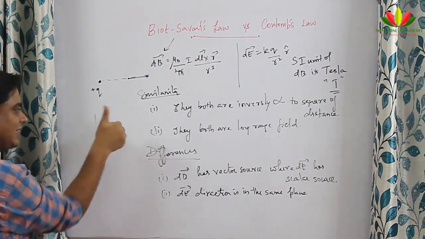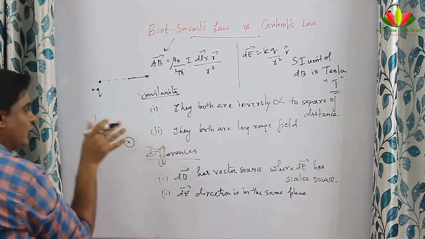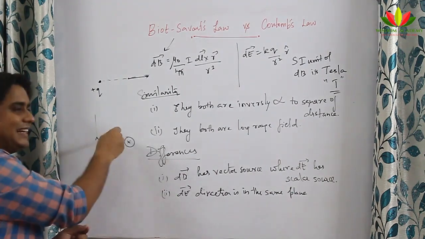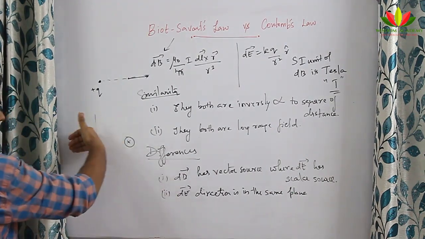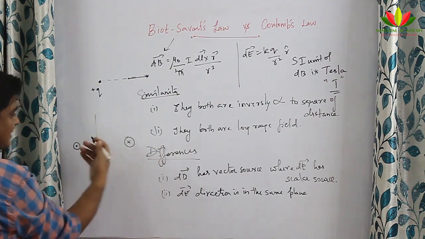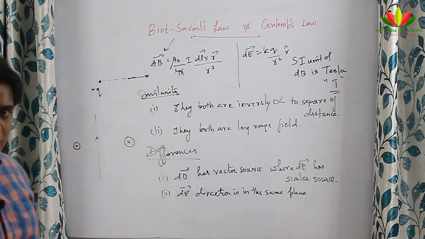See, my hand is tending to make it go inside. So here I will write into the paper, that is, into the board or into the plane. The direction of magnetic field will be inside the plane. But if I see on this side, it will be outward, so it will be represented like one dot. A dot means outward, outside the plane, and a cross means into the plane. I hope you are understanding.